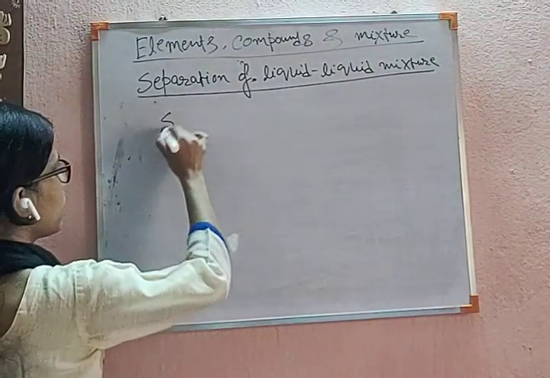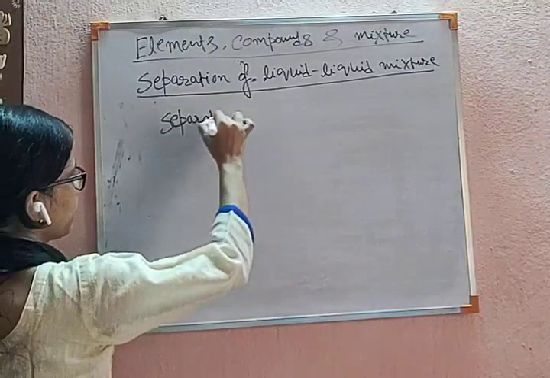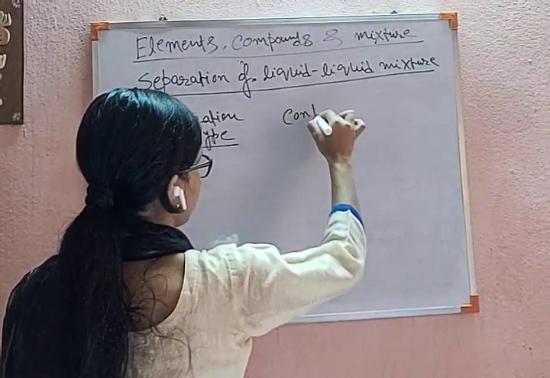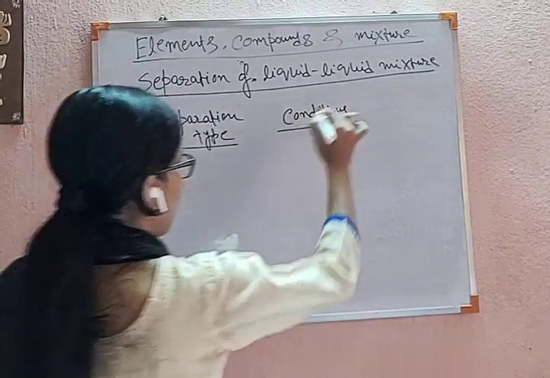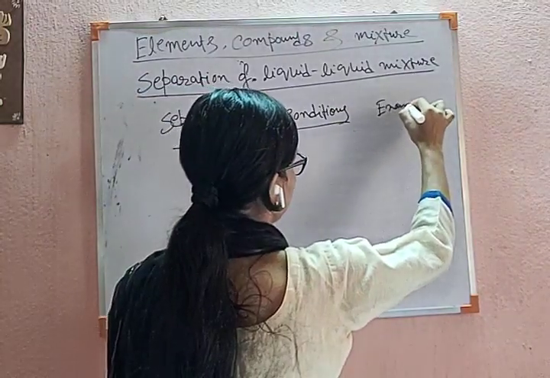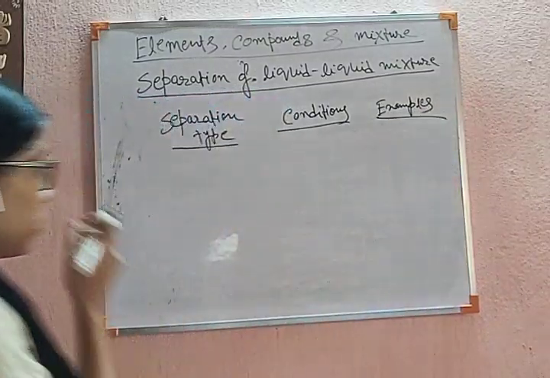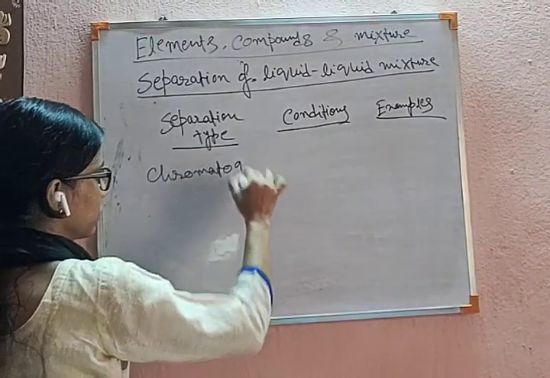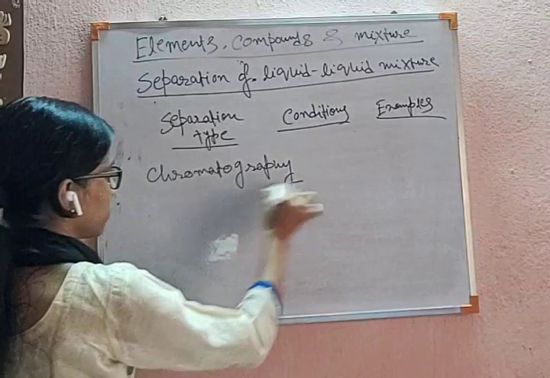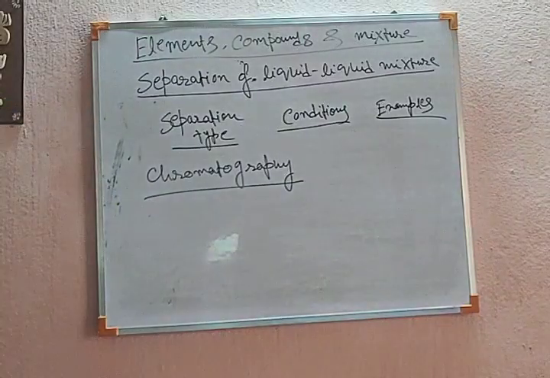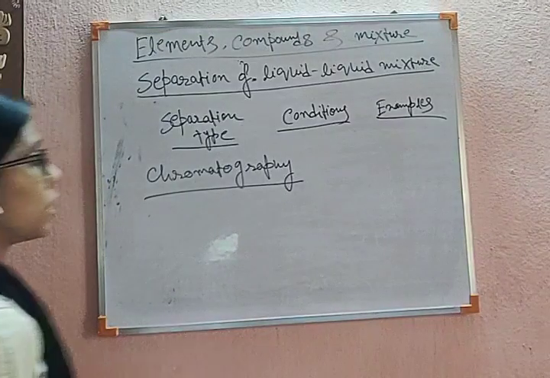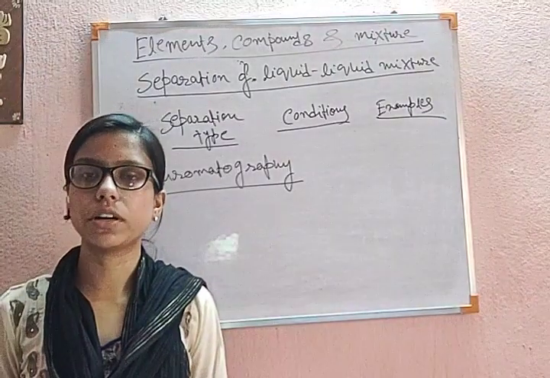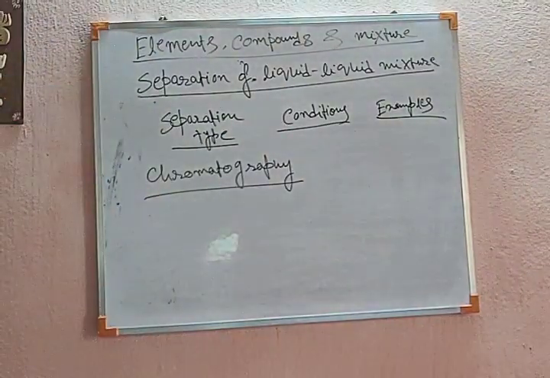So, separation type, conditions and examples. The third separation type is chromatography. In chromatography, the conditions are when the components have similar properties. When the components have similar properties, they are difficult to separate out, and we apply the chromatography technique.